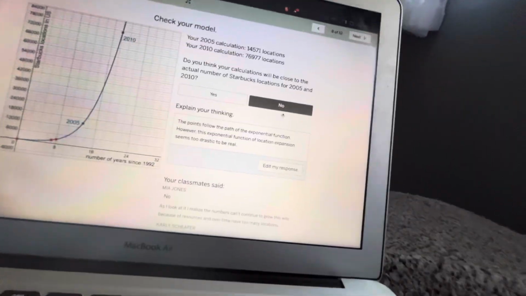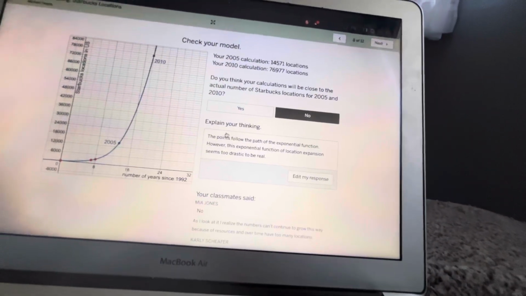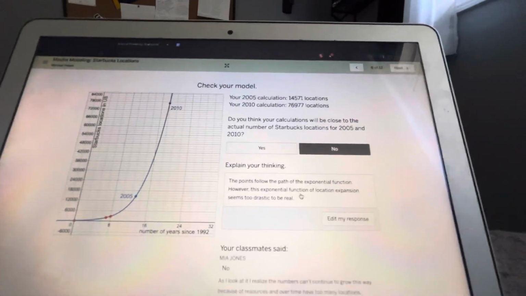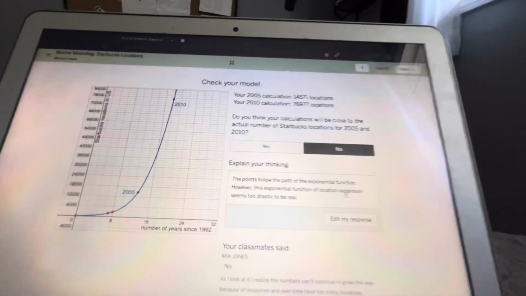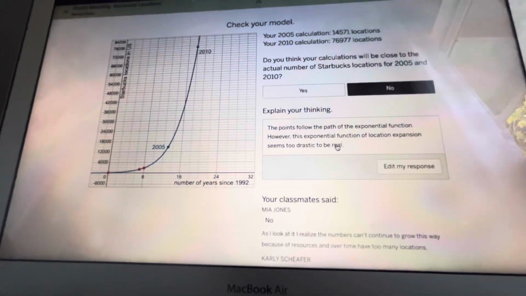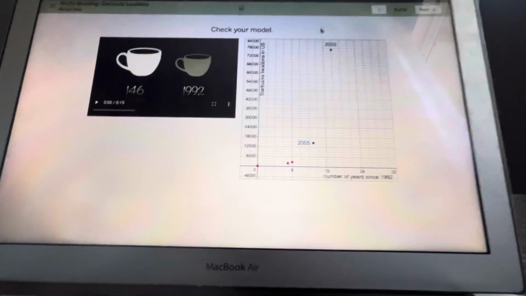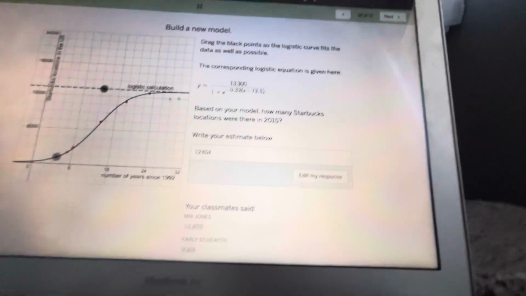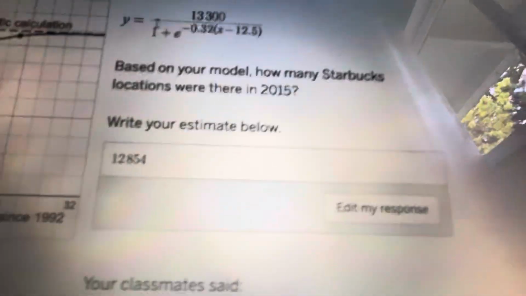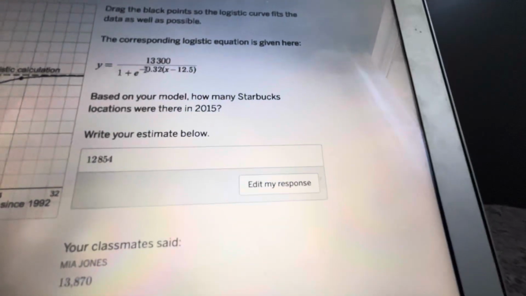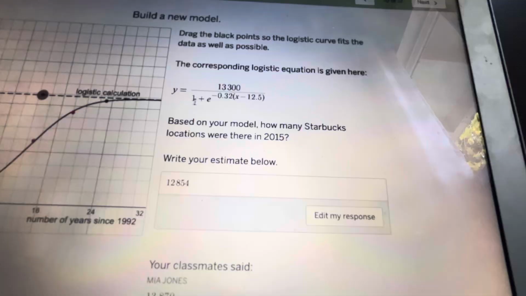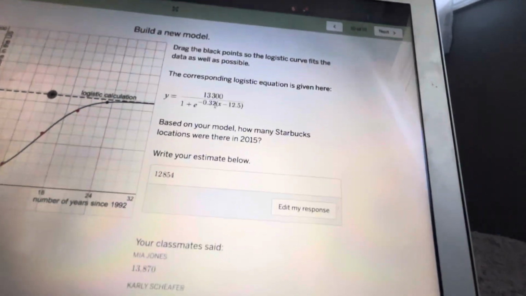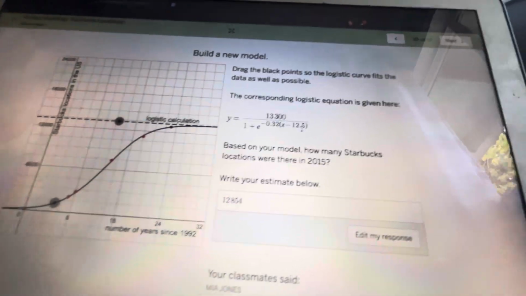which is why I said no on slide 8, because the points follow the path of the exponential function. However, this exponential function of the Starbucks location expansion seems too drastic to be real. So once we start talking about the logistics, I made this model here, which gives us this formula: y equals 13,300 divided by 1 plus e to the exponent of negative 0.32 multiplied by x minus 12.5.